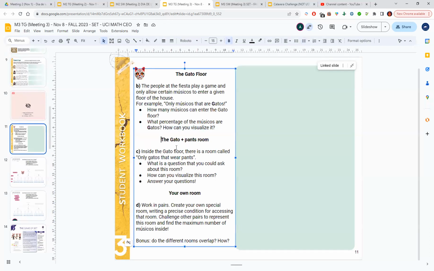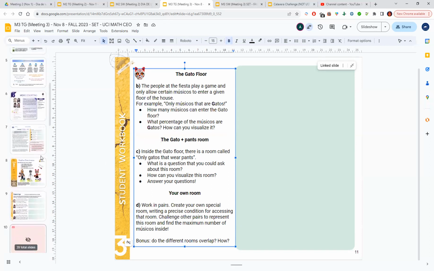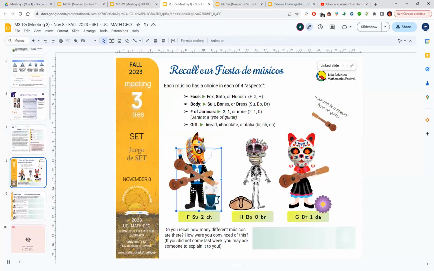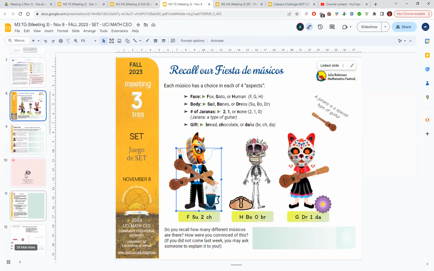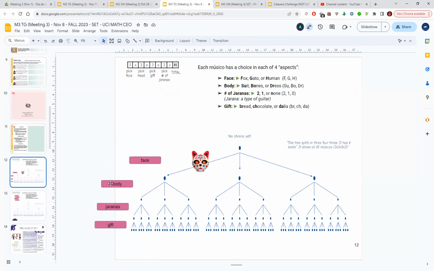Let's keep building on. Gato plus pants. So inside gato, there's a room called only gatos that wear pants. So we already have all the gatos, but now they have to wear pants. So the suit, right? The suit. Take a look here. So this guy here. So what we could do is, okay, we got it right, the body.